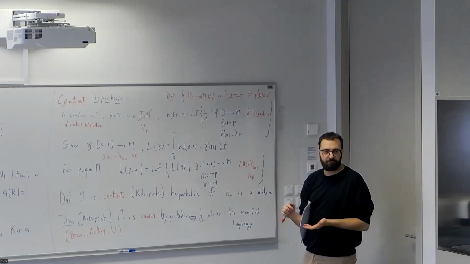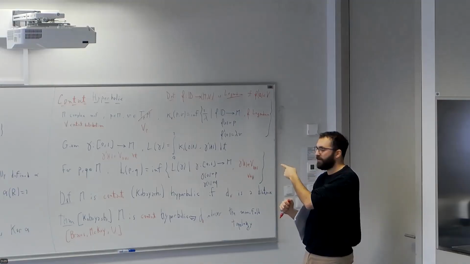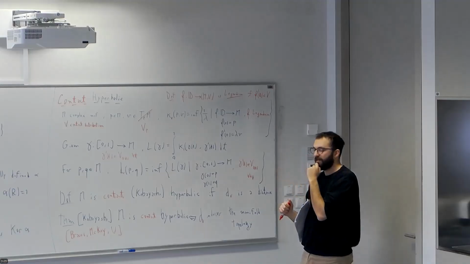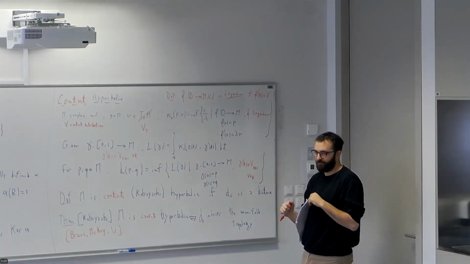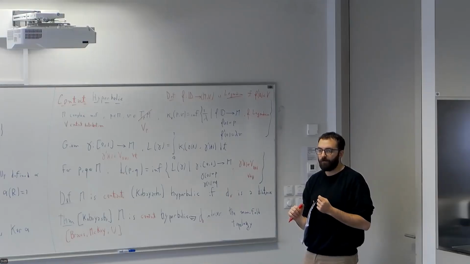Actually, this was Kobayashi's definition, right? The other one is Royden. This is Royden, the one with the infinitesimal metric and integration. Kobayashi did chains, but it's the same. Is it the same in the contact case too? We don't know.